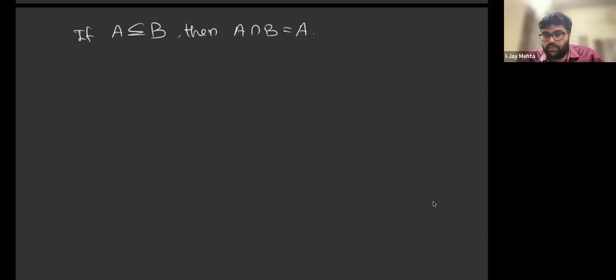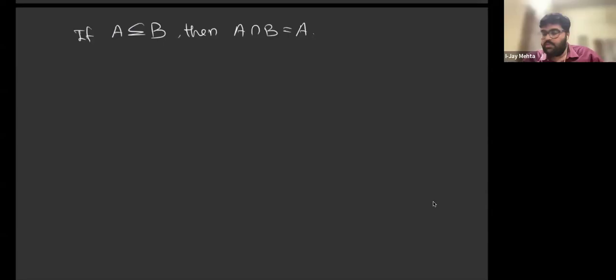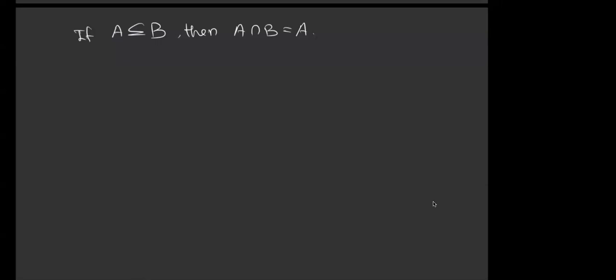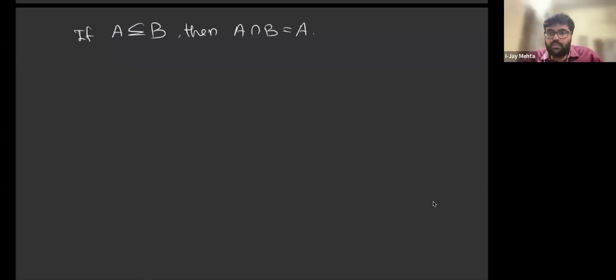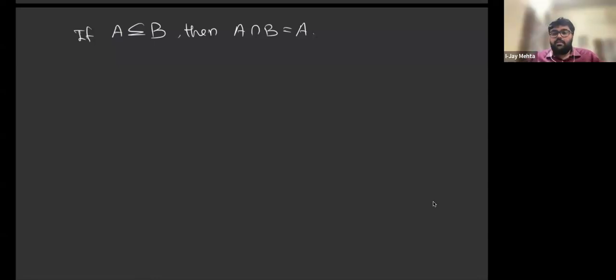Okay, Ayush, what do you want to start first? A intersection B is a subset of A. Okay, where do we start? We take an element from A intersection B. So if an element belongs to A intersection B, it means that X belongs to A and X belongs to B.